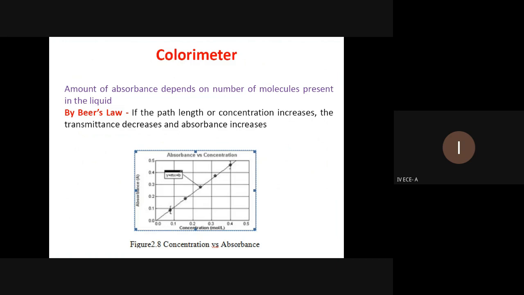The amount of absorbance depends on the number of molecules present in the liquid. By Beer's law, if the path length or concentration increases, the transmittance decreases and absorbance increases. This is a main point, we have to note it down.